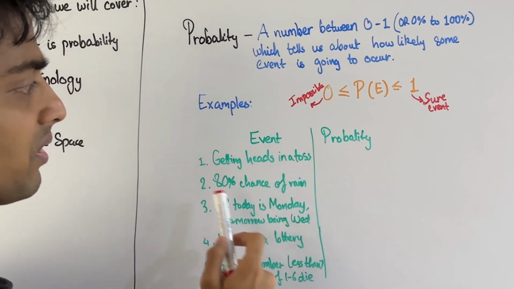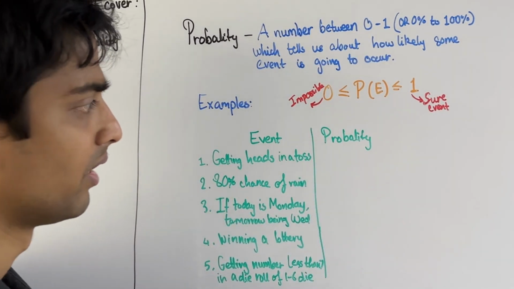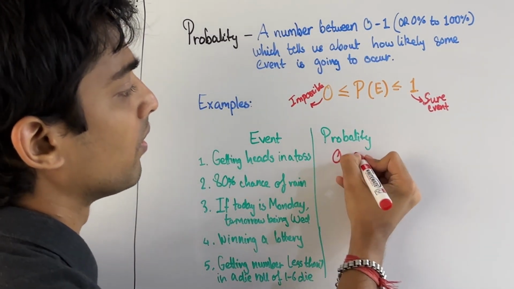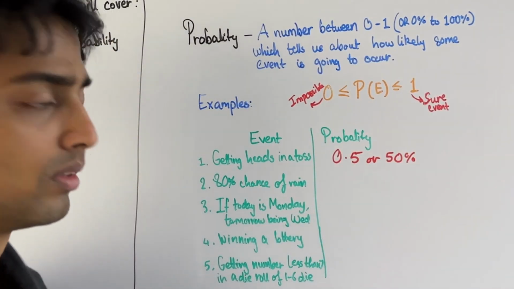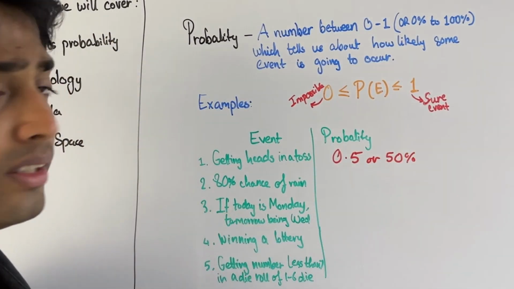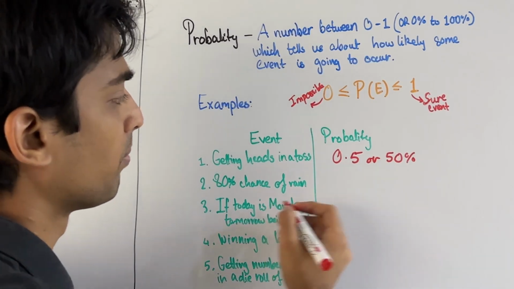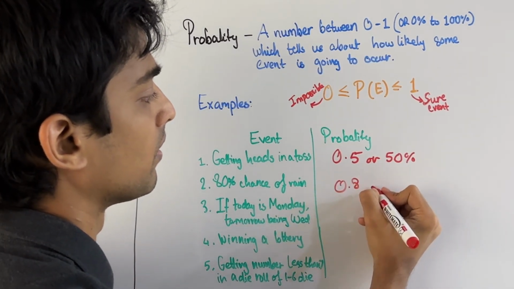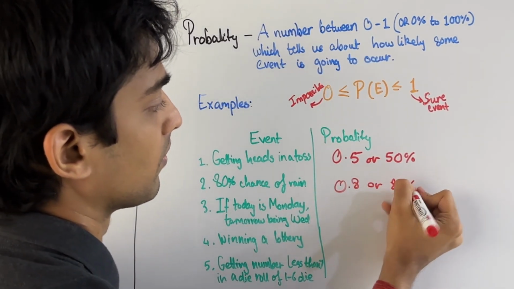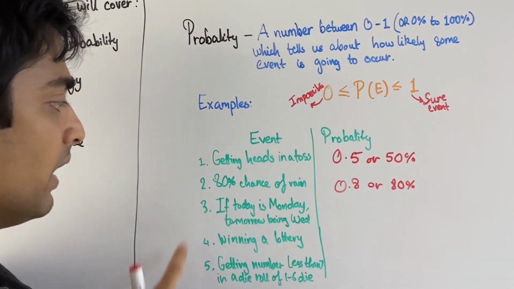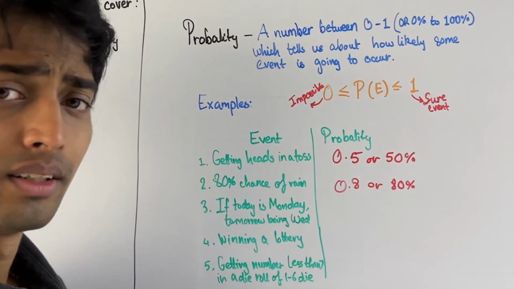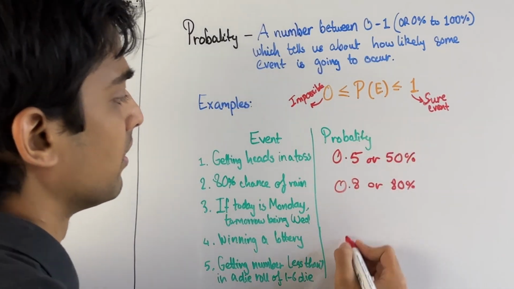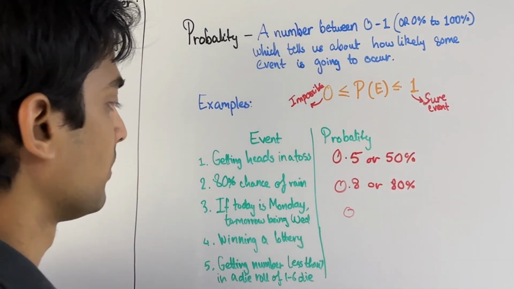Getting heads in a toss, what is the probability? It's 50%, right? So 0.5 or 50% we can write. Next, 80% chance of rain. So the probability is 80% or 0.8. Now, if today is Monday, then tomorrow being a Wednesday, that is an impossible event. So we can write 0 or 0%.